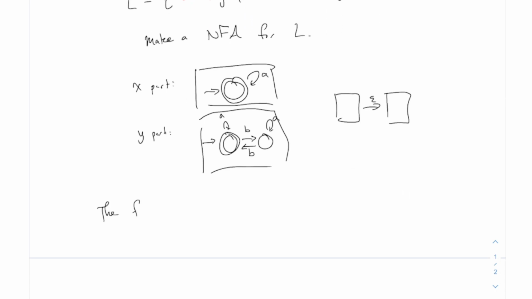so the final answer would be, this is my original starting state for the X part, which has this loop A. Now I'm not going to make it accepting anymore because in order to be accepted it has to go through both parts. But anyway, it's that, and then followed by an epsilon transition into the second machine. And here I really am going to make this one accepting. Like so. And that's my final answer.